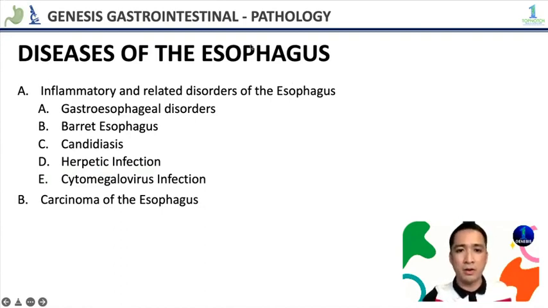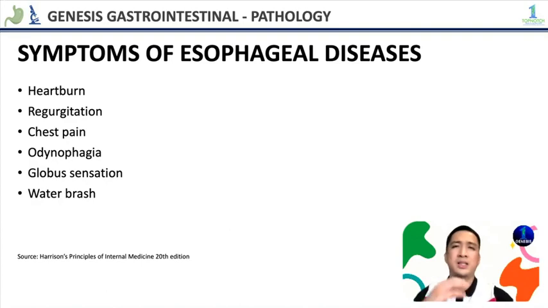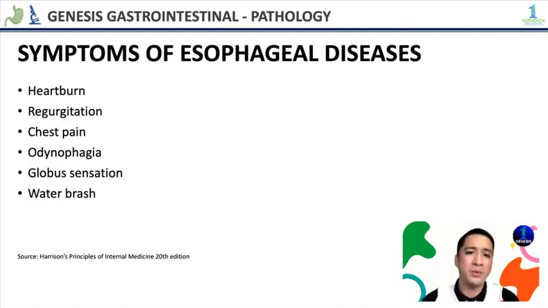For the diseases of the esophagus, we're going to discuss the different inflammatory and related disorders of the esophagus, such as the following. Of course, the most common is your gastroesophageal reflux disorder, followed by Barrett esophagus. Some of the infections, just like your candidiasis, herpes simplex infection, and CMV infection, and of course, your carcinoma of the esophagus. So, in correlation to internal medicine, let us discuss some of the signs and symptoms that we can correlate well when we discuss the topic of esophagus.